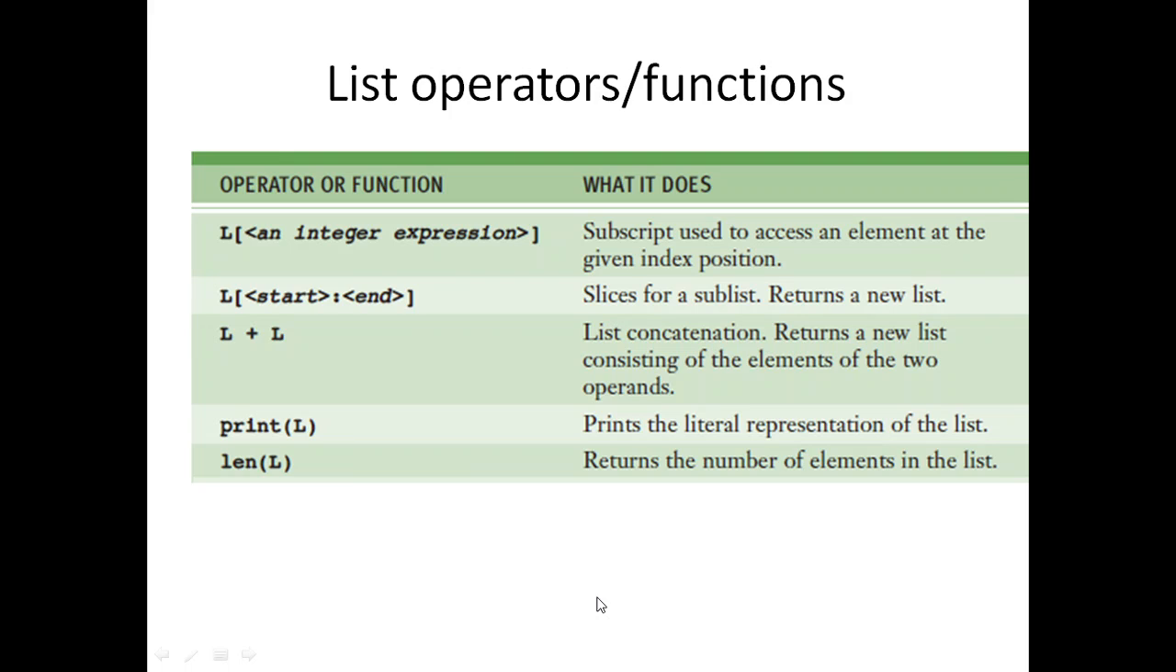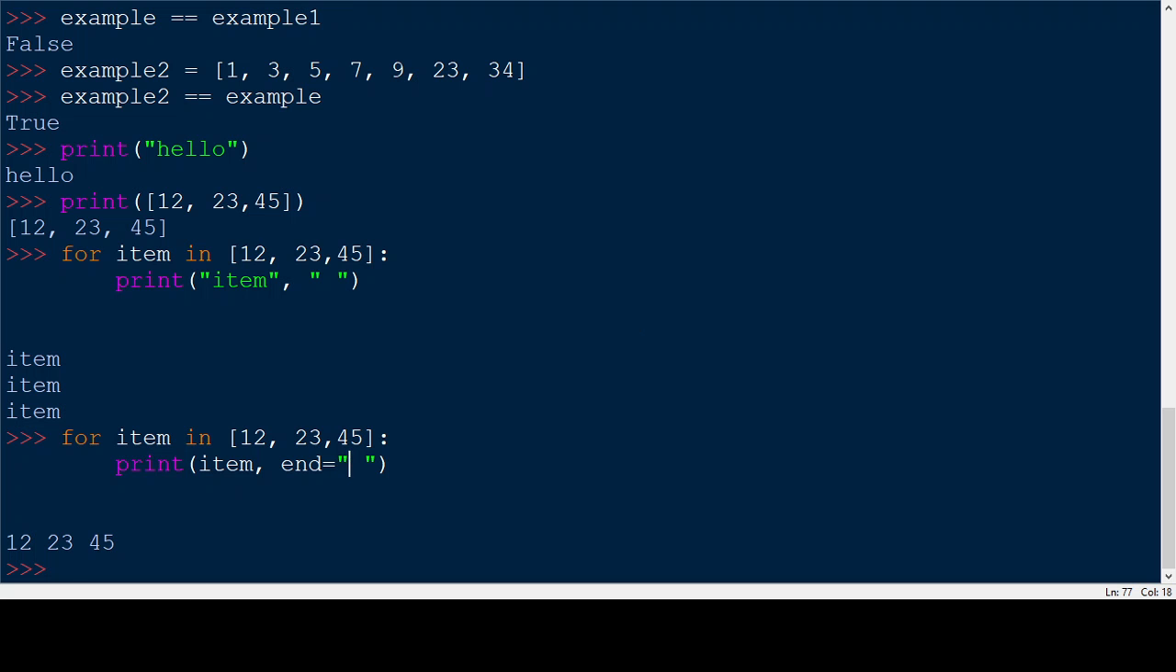So list properties. These are the operator functions we have seen. L of an integer expression, subscript, is used to access an element. We have already seen examples of 5 and 2. We can access a particular element, and we can change that also. If we want to change some values, it is also possible. I will show some examples.